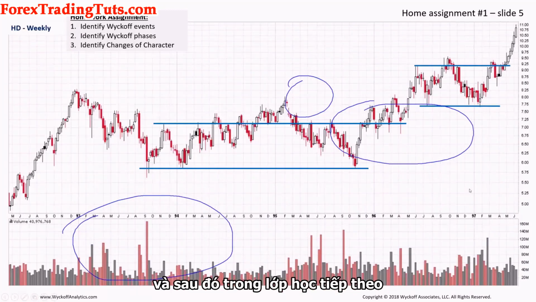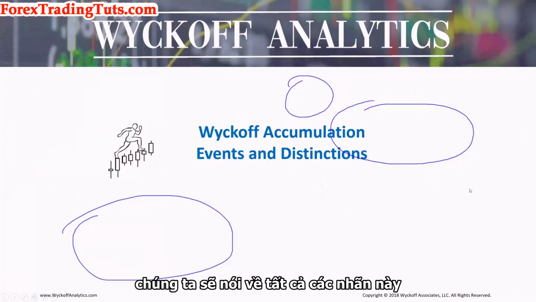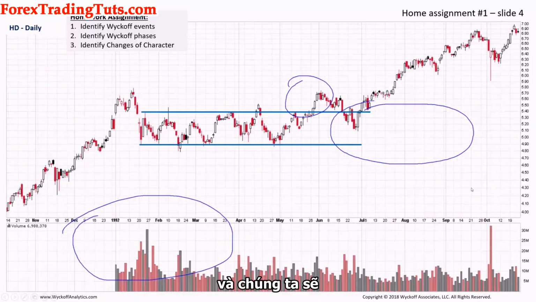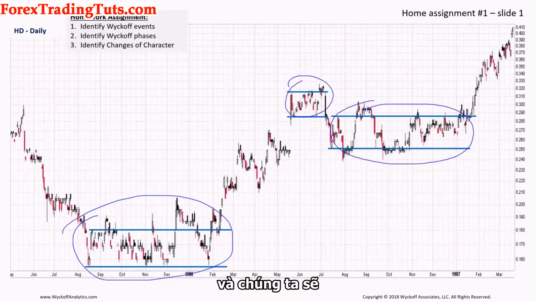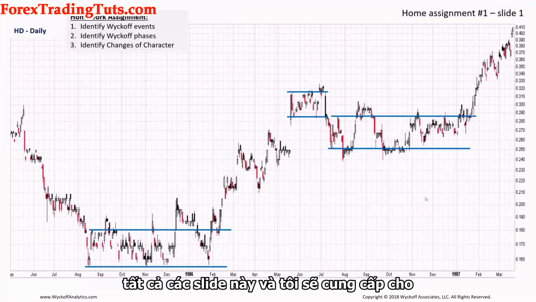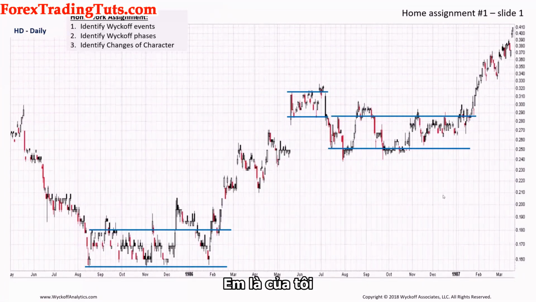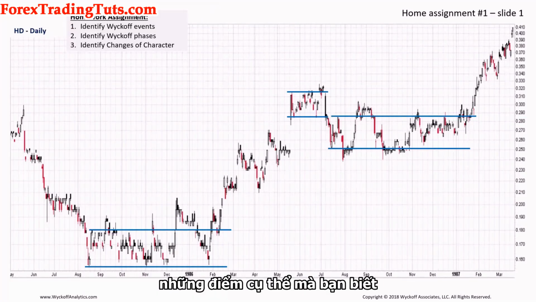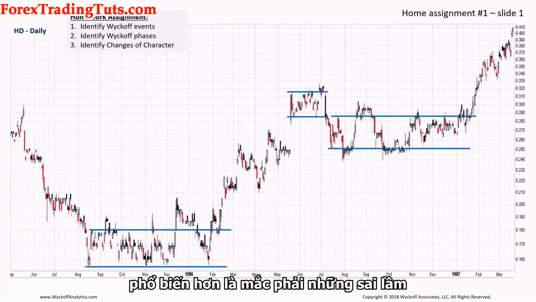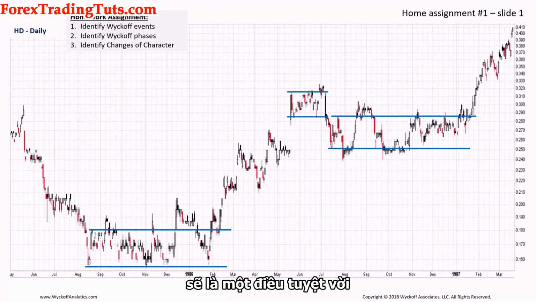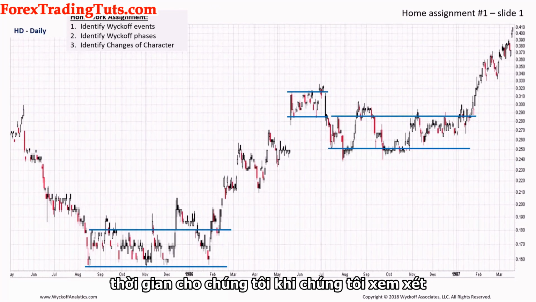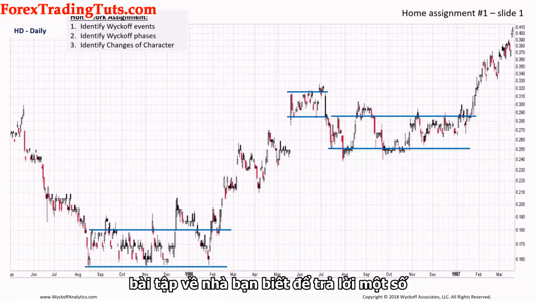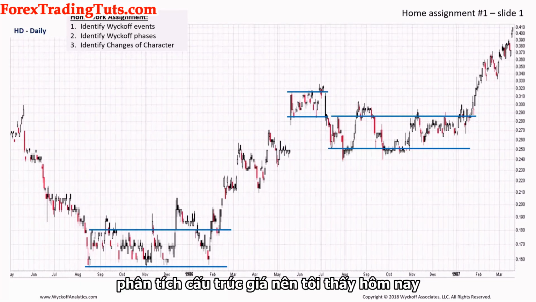And then in the next class, we'll talk about all of this labeling, and we're going to review all of these slides, and I'm going to give you my solution slides, and I'm going to look through your homeworks, and we're going to talk about specific points where you more commonly make mistakes. That would be a great time for us, as we go through the review of the homework, to answer some of the questions that are related to price structural analysis.